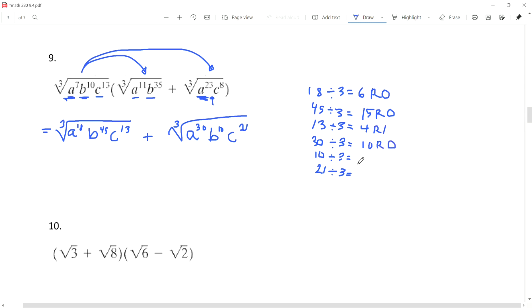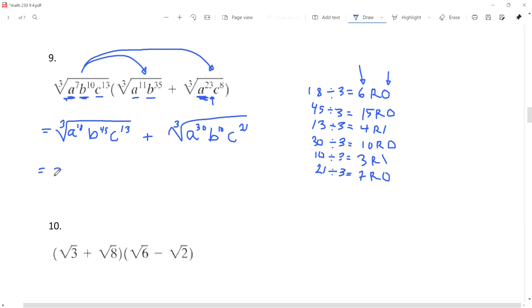And 10 divided by 3, that's 3 with a remainder of 1. And 21 divided by 3, that's 7 with a remainder of 0. Now we can finally finish the problem. Now the number in the front here is going to tell us the exponents in the front, and the number in the back is going to tell us the exponents on the inside.